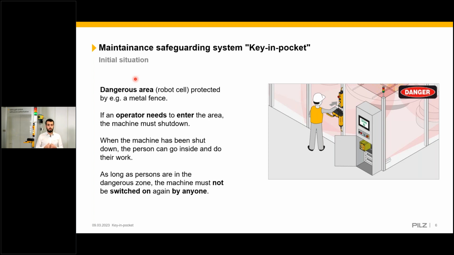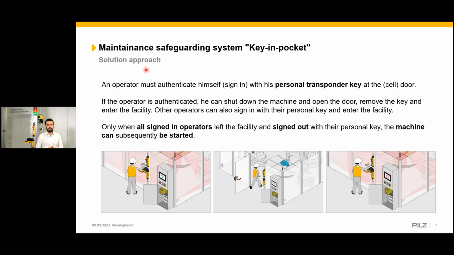What we want to protect is this: if somebody is going inside that area, and meanwhile somebody comes and closes the door and tries to restart, the system should not restart. Because there is somebody inside, of course, and there is dangerous movement, and this is a high risk for the personnel. That's what we are trying to solve, and that's why we have today the key in pocket solution. So here we have the initial situation, and now we will explain the solution approach.